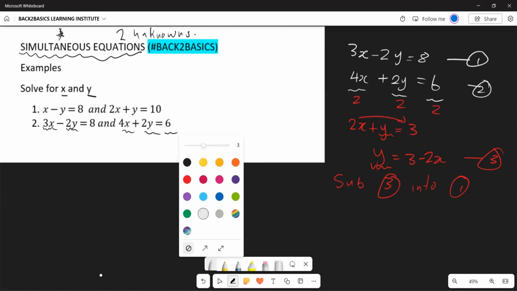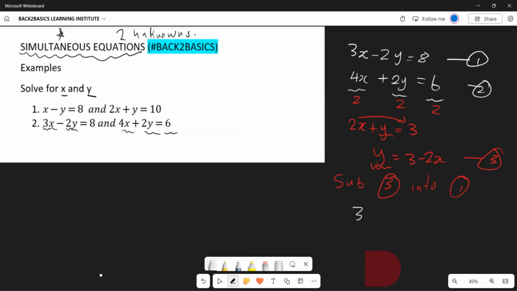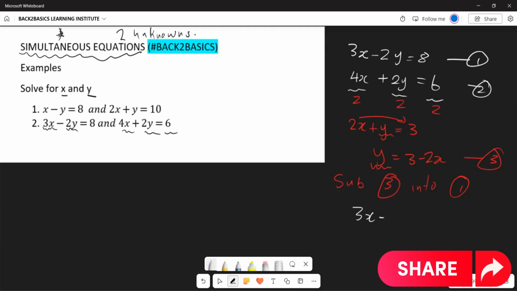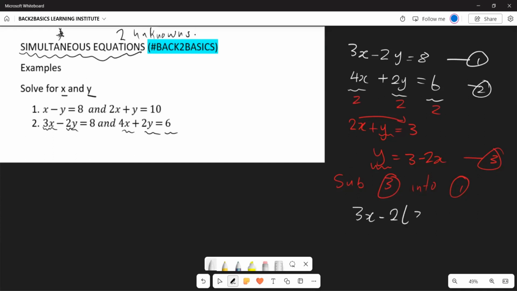Now, look, the first one we have 3x, subtract your 2, but now you have y, right? So when you see your y, you put your 3, subtract your 2x, right? And this is going to be equal to your 8. Then now, what are you going to do from here? This is going to be your 3x. Then you multiply the negative 2 with the entire bracket. So this is going to be your negative 6. And then the other one is going to be plus your 4x is equal to your 8.